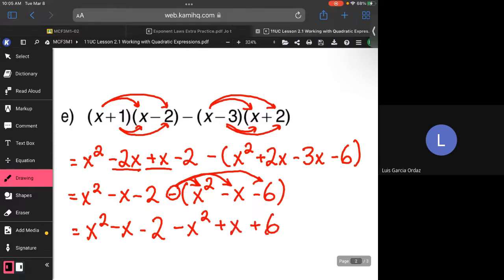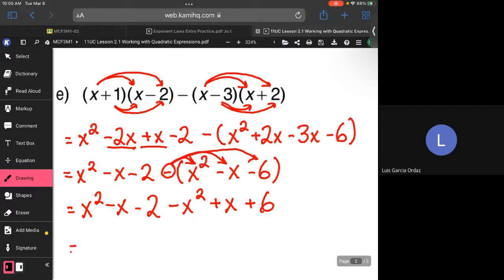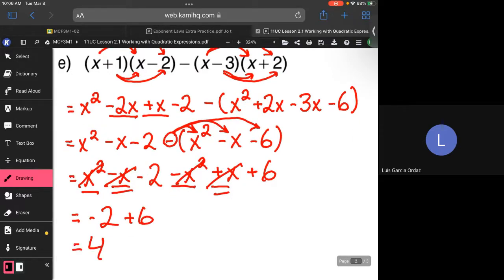You would remove the bracket? Yeah, you would remove the bracket. So now, what are my like terms in this case? Cynthia? X squared and -x. Okay, what's x squared minus x squared? 0. So you can cross these guys out. What's my next pair of like terms? And what does that give me? 0. 0. And what's my last pair of like terms? -2. 6. Yep, and what does that give me? 4. So this whole thing just gave me 4.